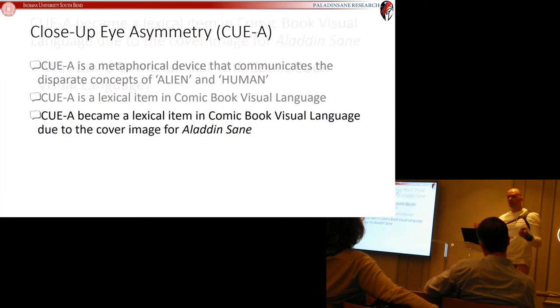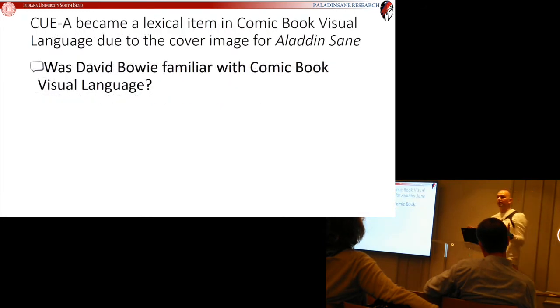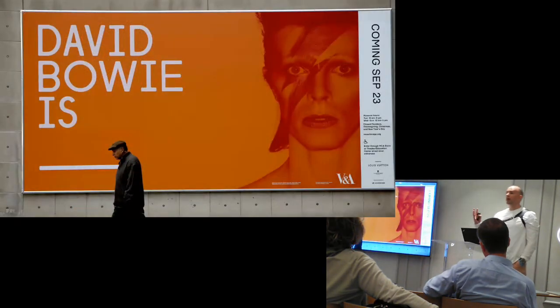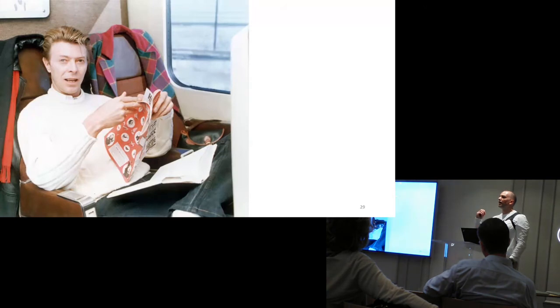And the first thing we want to take a look at is, was David Bowie familiar with comic book visual language? You are much more likely to make a contribution to a language if you understand how that language actually works. So for this, we have to keep in mind that Aladdin Sane was released April 1973. So that's when this image was released onto the public. And we know, thankfully, from the exhibit David Bowie Is, what David Bowie's top 100 books, his favorite books, were.